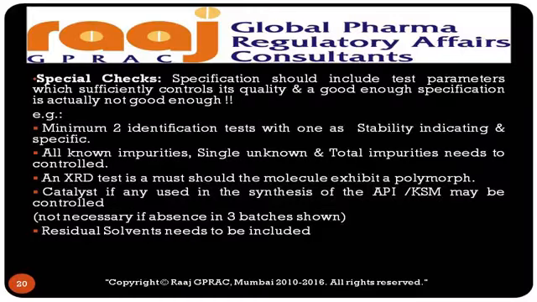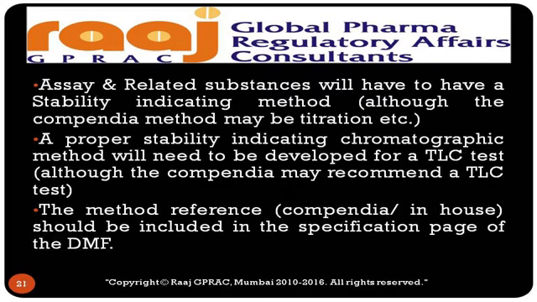All known impurities, single unknown and total impurities need to be controlled. An XRD test is a must should the molecule exhibit a polymorph. Catalyst, if any, used in the synthesis of the API. Key starting material may be controlled, though not necessary if absence in 3 batches is shown, and residual solvents need to be included. Assay and related substances will have to have a stability indicating method, although the compendia method may be a titration.